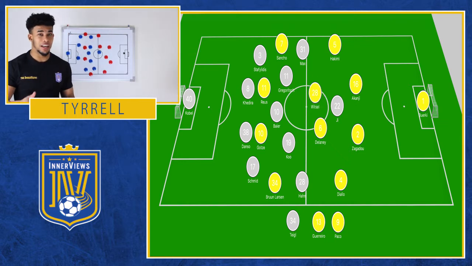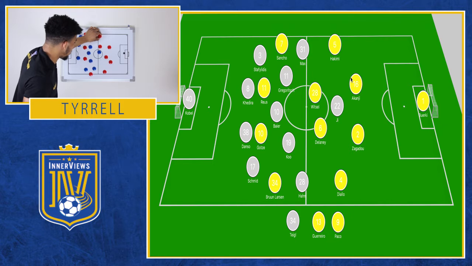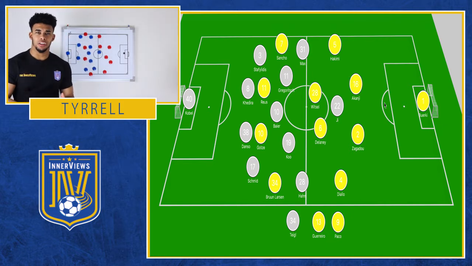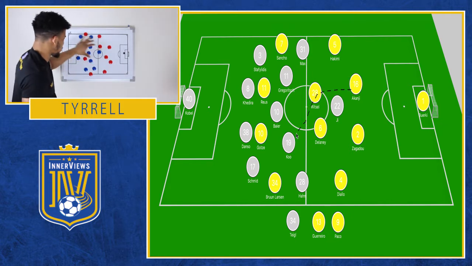On the opposite side, it was kind of the same thing. So with that being said, Hakimi was marked out. Diallo never really looked to push forward. So Dortmund really struggled to create chances.